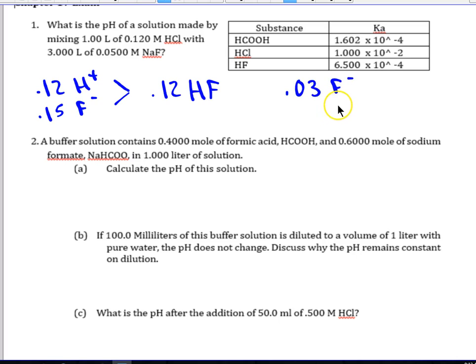Is this going to be a buffer? Yes, it's a buffer. So what math would we use? Henderson Hasselbalch, right? Yeah, David Hasselhoff is fine.